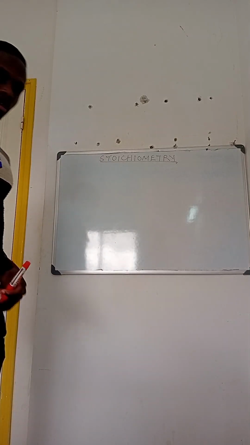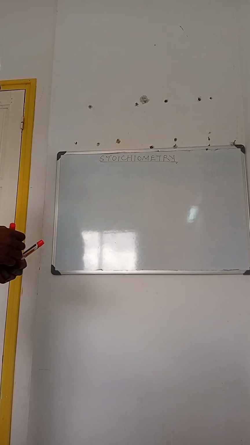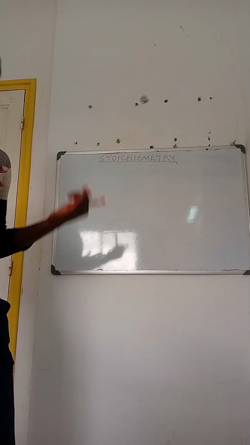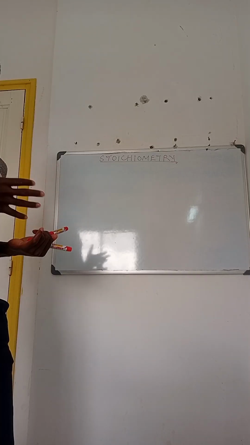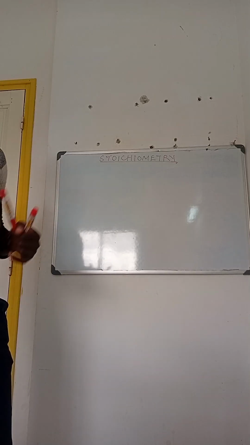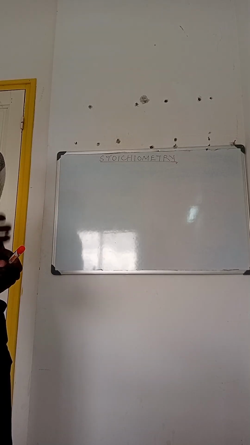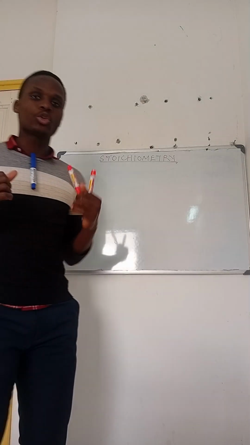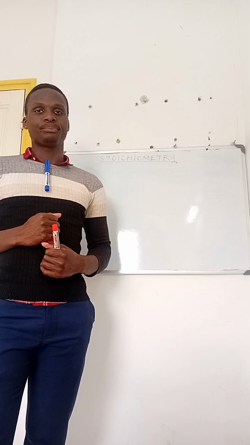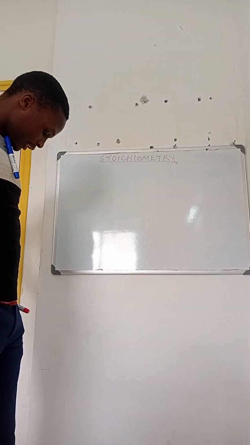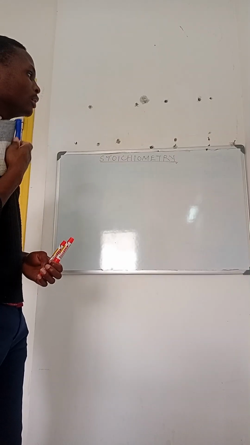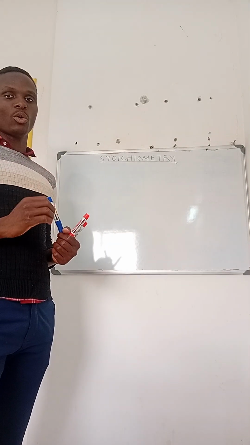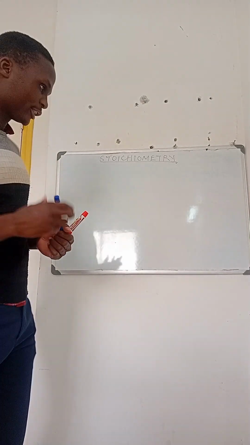So first, we have to know the word equations for those reactions. We have to know the substances being reacted and the products which are going to be produced, so that we will deduce their chemical formulas and know how to balance them correctly. So we'll start with the reaction between an acid and a base, which we call a neutralization reaction.